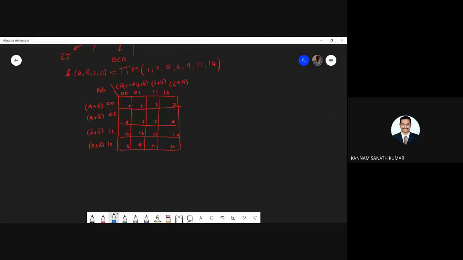So in 1 write 0 and 3 write 0, 5 and 6, 9 and next 11. Okay. And 14, you need to write the 0. Okay. So what happens, these two zeros you can combine and it makes one quad. Okay. And next these four zeros make one quad. Okay. And next these two zeros make one pair.